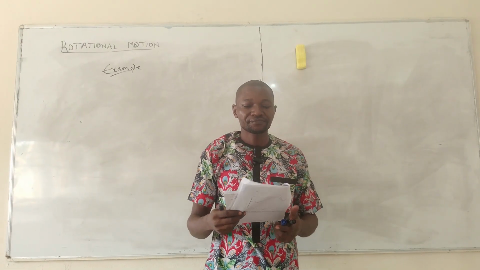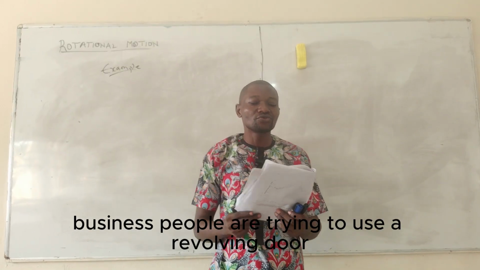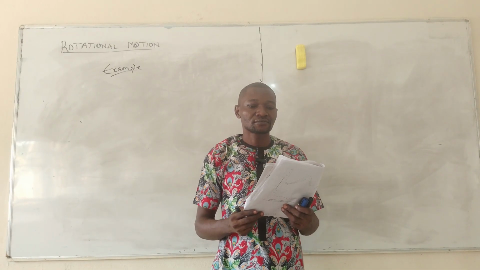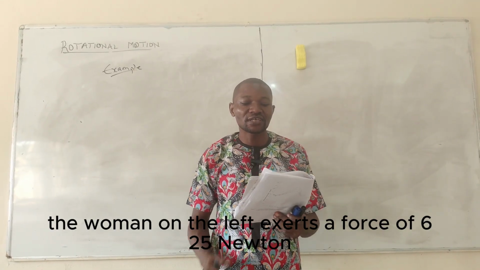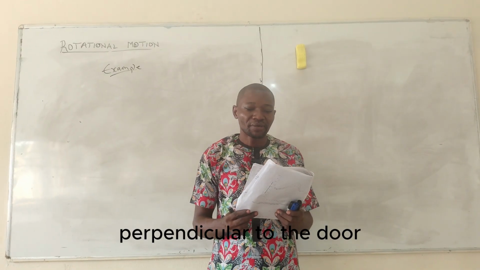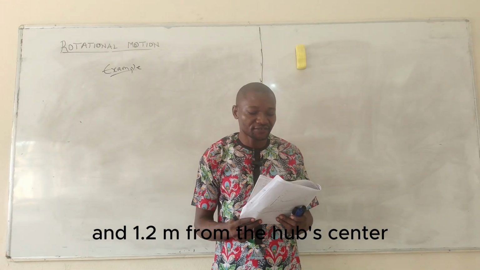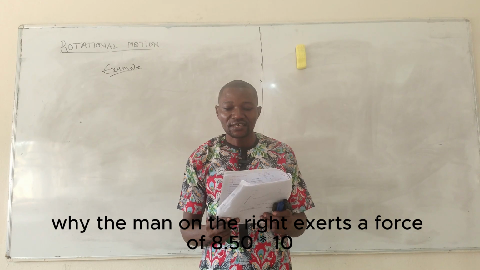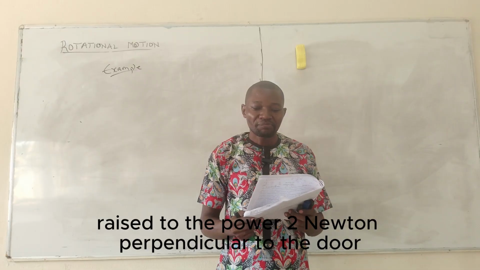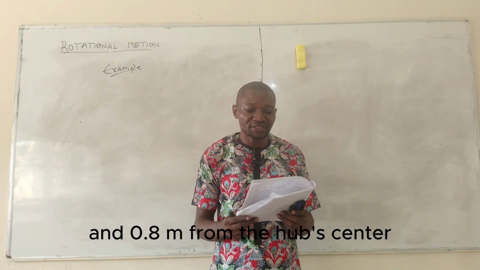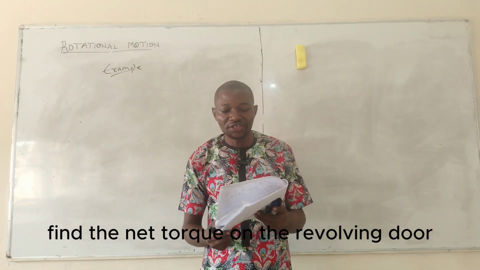Let me read out the question. Two disgruntled business people are trying to use a revolving door. The woman on the left exerts a force of 625 Newton perpendicular to the door and 1.2 meter from the hub's center, while the man on the right exerts a force of 8.50 times 10 raised to power 2 Newton perpendicular to the door and 0.8 meter from the hub's center. Find the net tau on the revolving door.